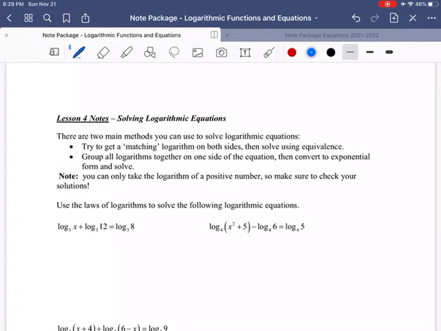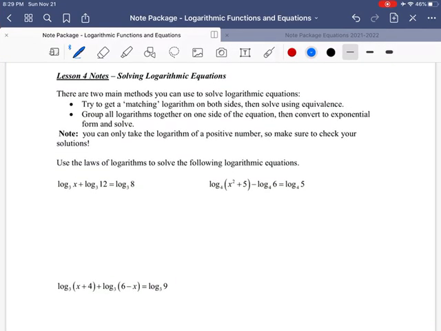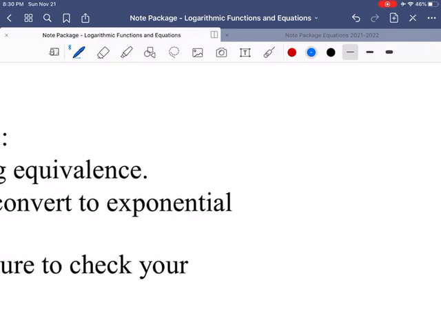All right, lesson 4, solving logarithmic equations. There are two main methods you can use to solve logarithmic equations. The first one is to try to get matching logarithms on both sides of the equal sign, then solve using equivalence. So what that means is, if you have a whole bunch of different logs on one side, and that equals a couple of logs on the other side, if you can get them to the same stuff.